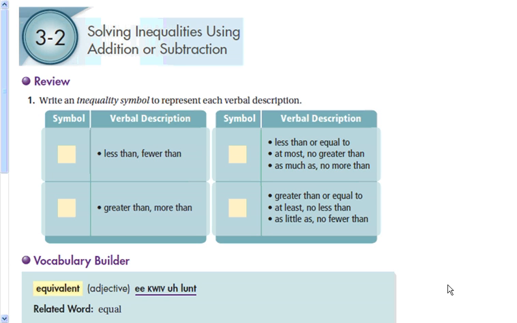For the review, less than would be this sign, greater than this sign, less than or equal to, at most, no greater than, as much as, no more than, looks like that. Greater than or equal to, at least, no less than, as little as, no fewer than, looks like that.